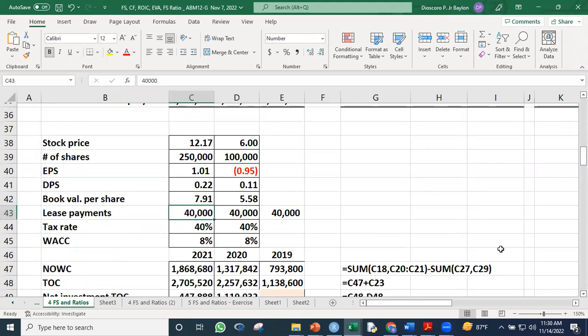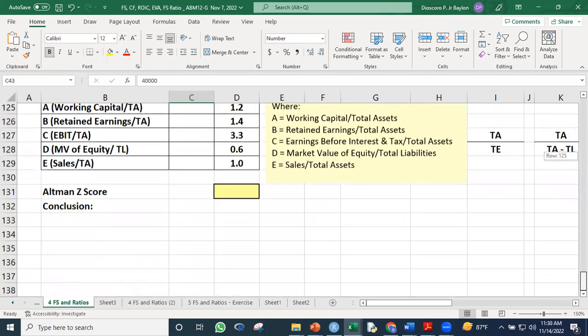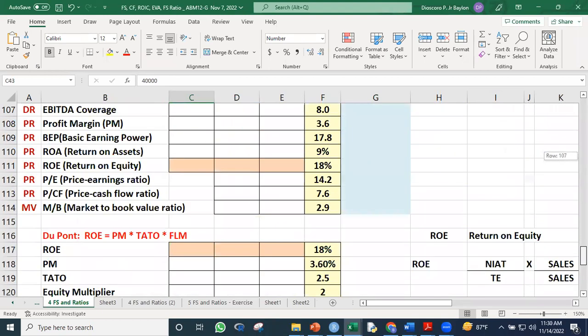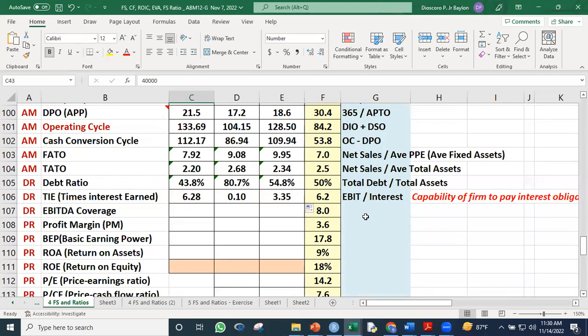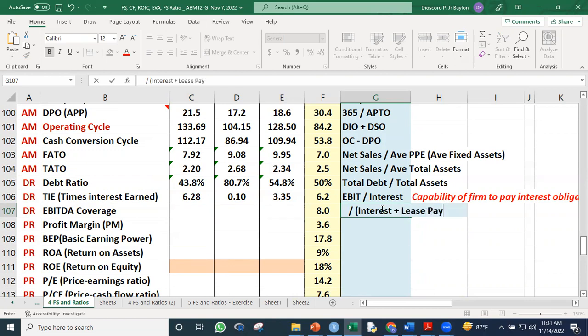Okay? So ang tanong natin, how capable is the firm in paying its fixed payment obligations? So kasama dun si interest at saka si lease payments. Okay? So yun yung EBITDA coverage as compared to times interest earned. Si times interest earned, ang tinitingnan lang natin dyan, capability to pay interest obligations. Dito naman, capability to pay, interest plus lease payments. Ito yung mga fixed, no?